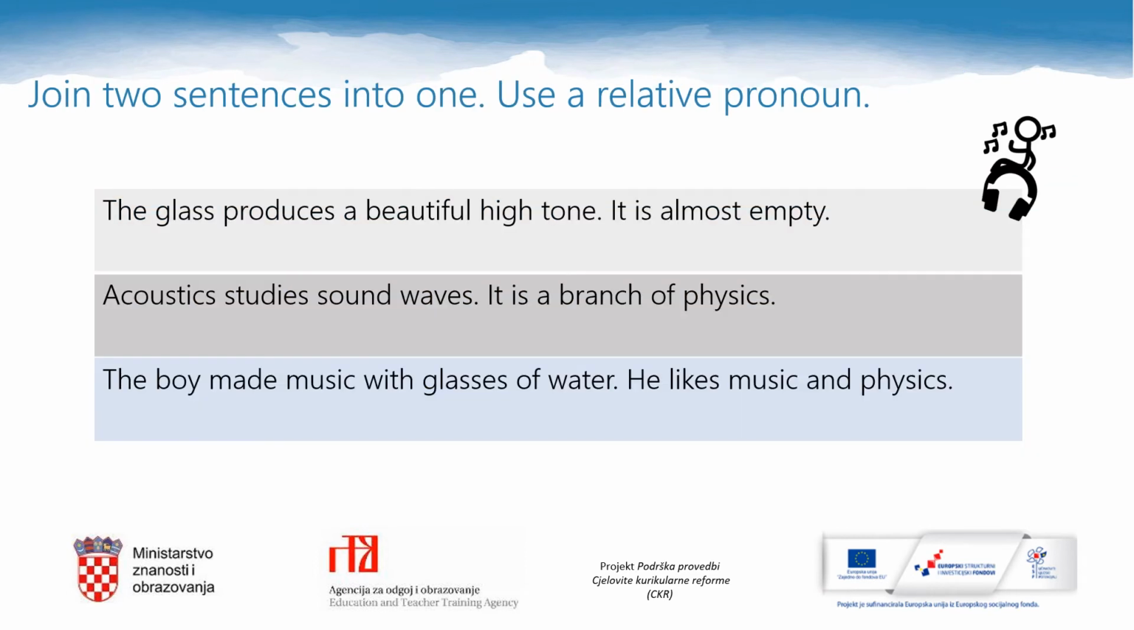Let's practice. Join two sentences into one. Use a relative pronoun in every example. 1. The glass produces a beautiful high tone. It is almost empty. Acoustics studies sound waves. It's a branch of physics. The boy made music with glasses of water. He likes music and physics.